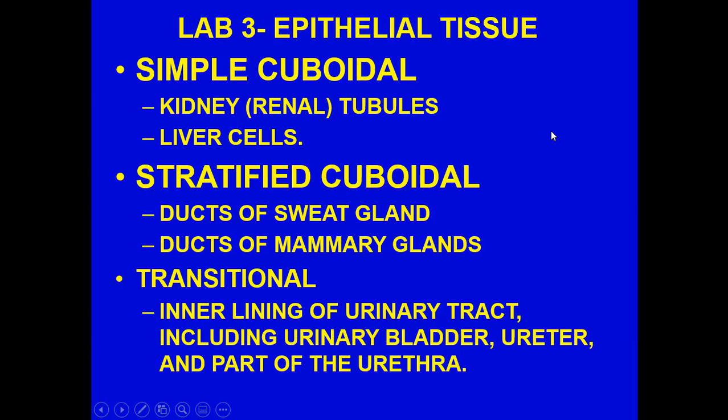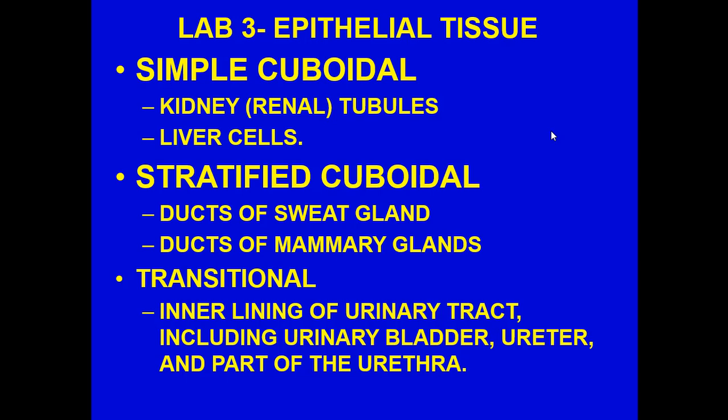Now, when we get to simple cuboidal, one of the interesting things that you're going to find with cuboidal is they usually function structurally as sort of like the formation of tubes or tubules, or ductwork, DUCT. So the kidneys, the renal tubules, will see very simple cuboidal. They'll be just the cubes in sort of a circular arrangement. Also, you'll see these in liver cells. Stratified cuboidal will be in the ducts of the sweat glands and the mammary glands.